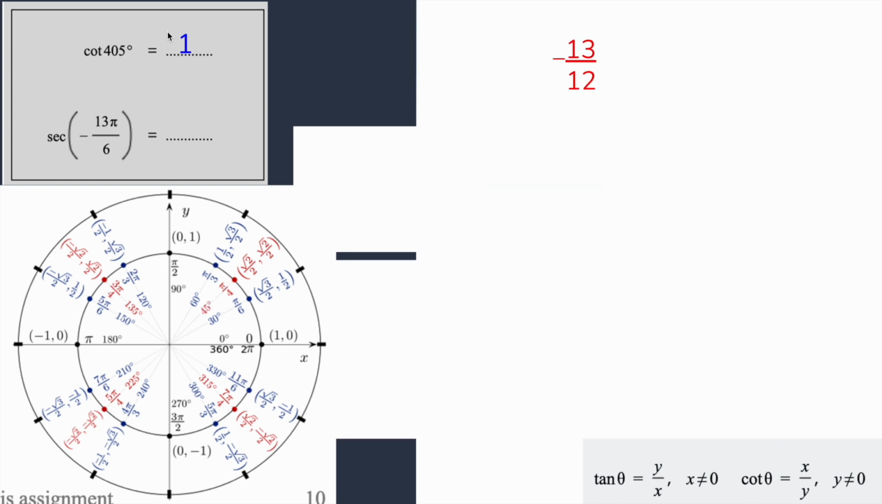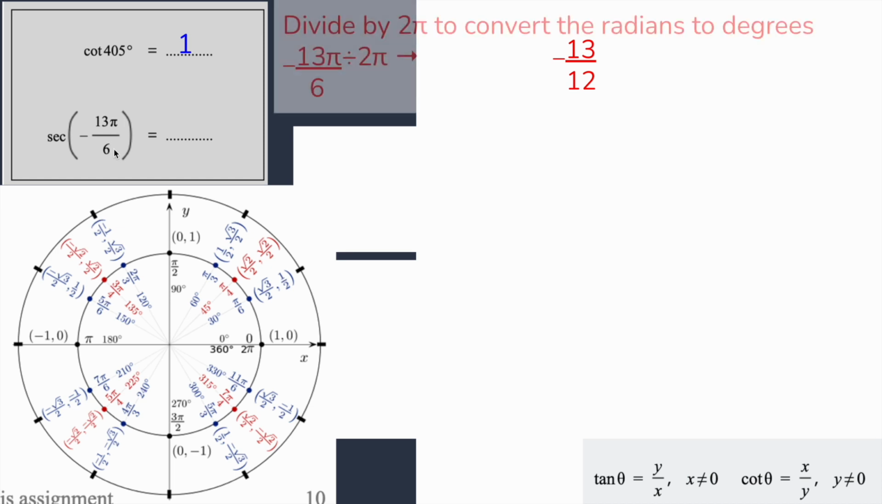All right, let's take a look at the second one here. So we have negative 13 pi over 6. So with this one, we want to divide by 2 pi. 2 pi is the same idea as the 360. I want to figure out how many 360s there are. And when we're talking about radians, that's 2 pi.